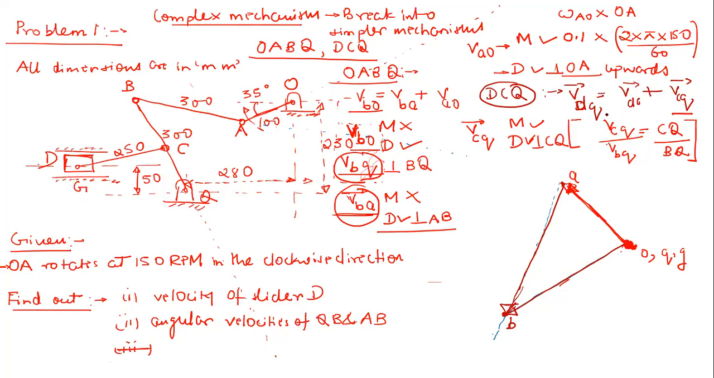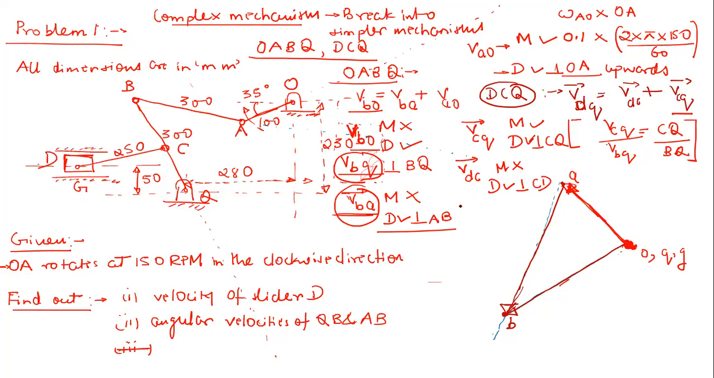Now let us move back to these vectors, right? So let us talk about this VDC vector. Is it known in magnitude, or is there any way to find out this VDC vector? I think no. So the magnitude is not known, correct? What is the direction? Perpendicular to CD. Very good. So it is perpendicular to this CD, right?